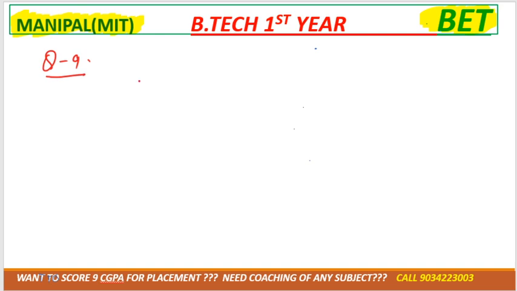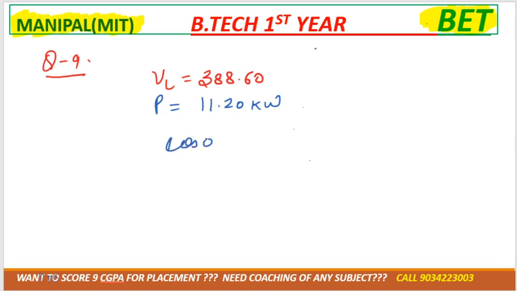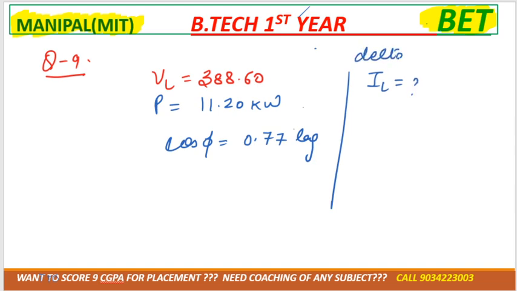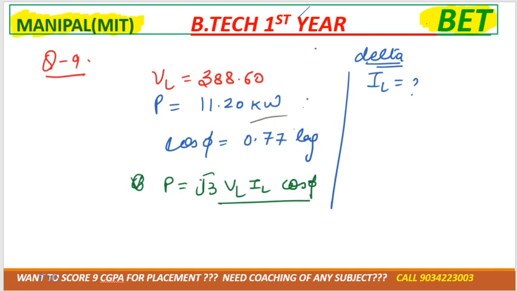Now question number 9, VL is equal to 388.60 and P is equal to 11.20 kilowatt, and cos phi is how much? 0.77 lagging. Okay, they are asking the line current, in the delta configuration. So again we'll use the same formula, P is equal to root 3 VL IL cos phi. Everything is given, it's simple, right?